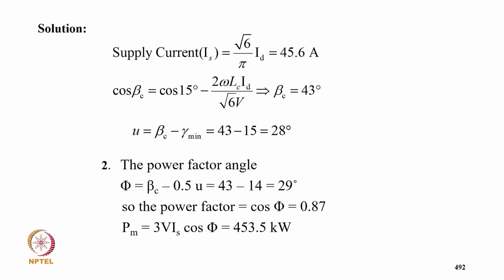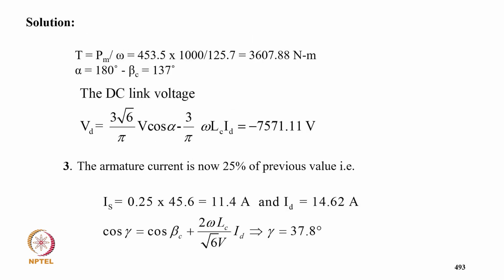The power factor angle φ equals βc minus 0.5μ, which comes to 29 degrees. So the power factor is cos φ, 0.37. Pm equals 3 Vs Is cos φ, that is 453.5 kilowatt, and T equals Pm upon ωm, so it comes to 3,607.8 Newton meter.